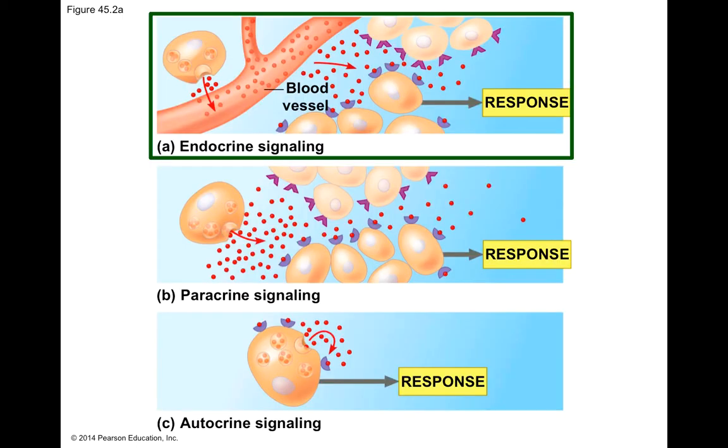Up top, we have endocrine signaling. Hormones secreted by endocrine cells travel through the bloodstream to their target cells. Endocrine signaling maintains homeostasis, mediates responses to environmental stimuli, and regulates growth and development, including sexual development and reproduction.